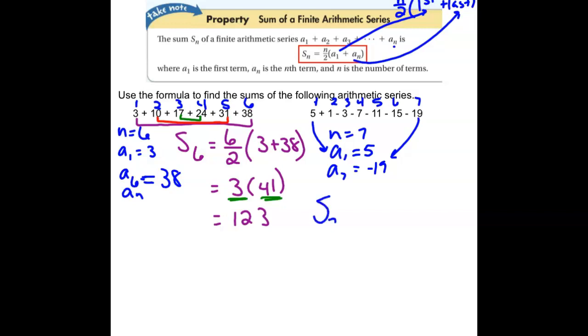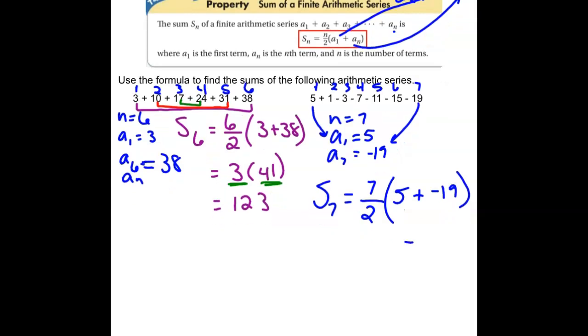So our formula for the sum of those 7 terms, we're going to take 7 divided by 2. We add the first term, 5, with the last term, negative 19. Okay, well, 5 plus negative 19 would be negative 14. We're multiplying by 7 divided by 2. We could take 2 and 14 and reduce that to 1 and negative 7. So we end up with a total of negative 49.